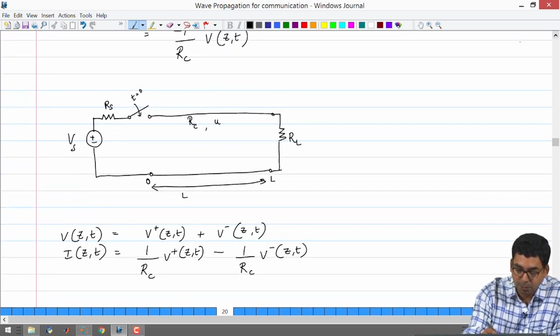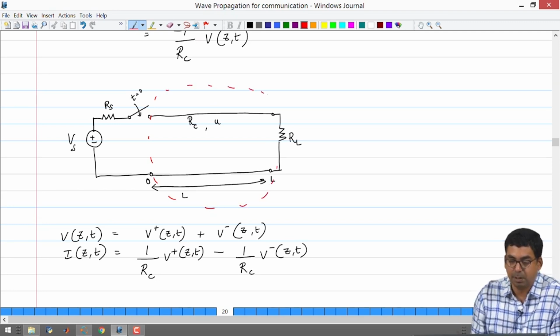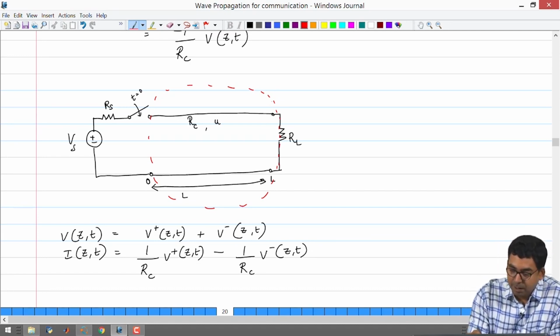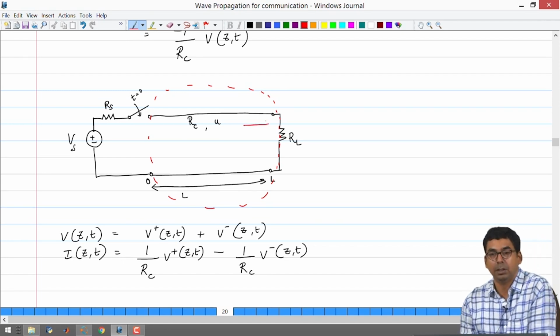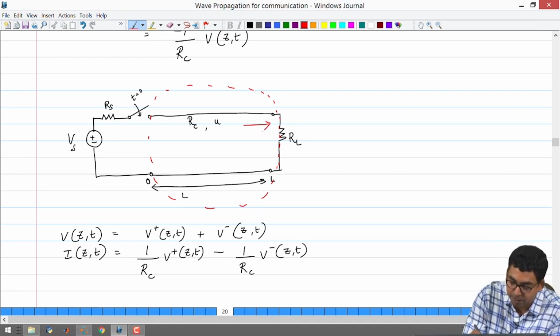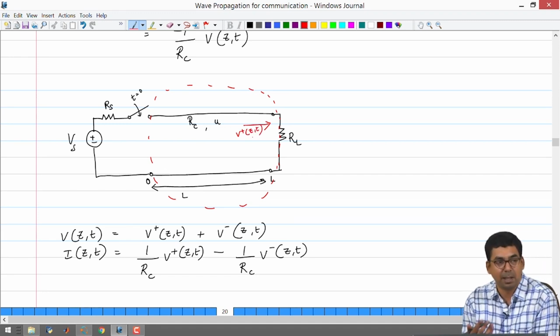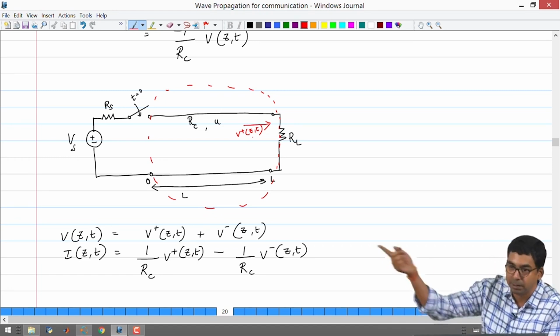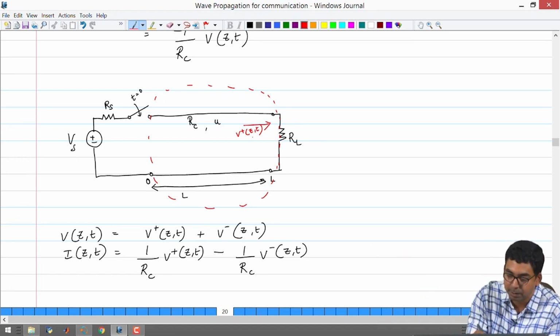Okay. Let us focus on this part. Let us more closely look at the load end. You will be having some forward voltage going towards the load. We can call this V plus of z comma t. Since this is a finite transmission line of length L, you will have some backward travelling voltage after it hits the load. So, we can call this V minus of z comma t.